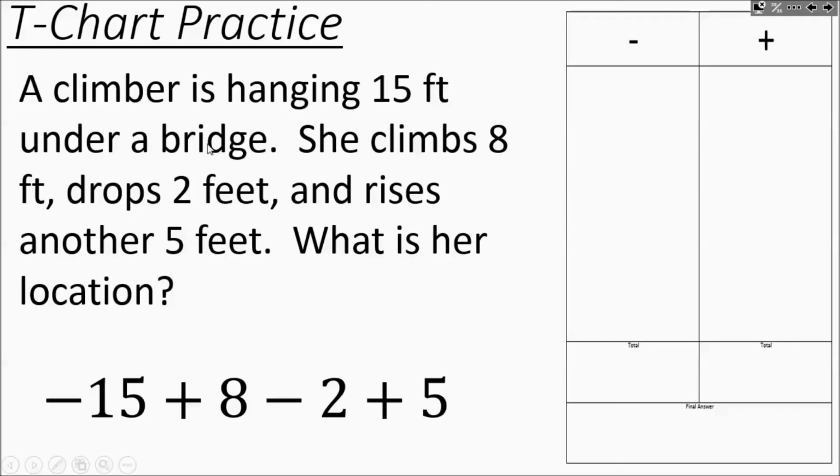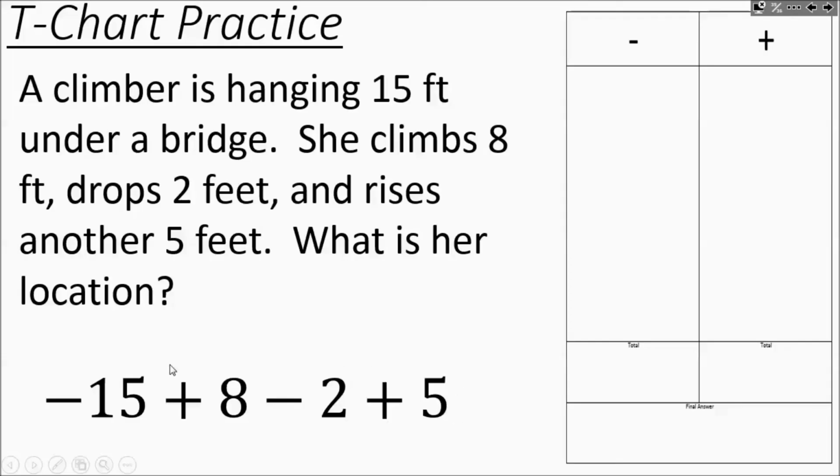Once again, on this one, a lot of times the word that says whether or not it's positive or negative is going to come before the number. But in this case, they say 15 feet under a bridge. So that's negative 15. Climbing 8 means you're going up 8. Dropping 2 is negative 2. Rising 5 is up 5, positive 5.